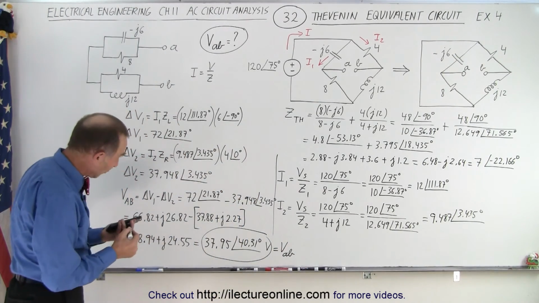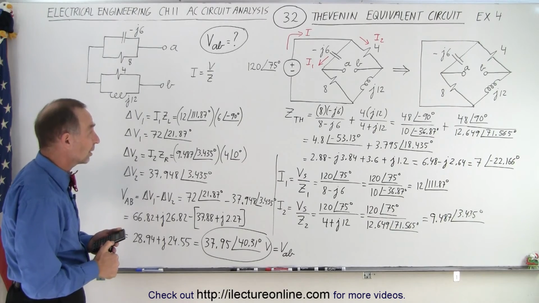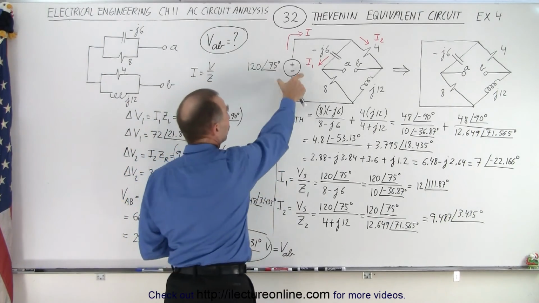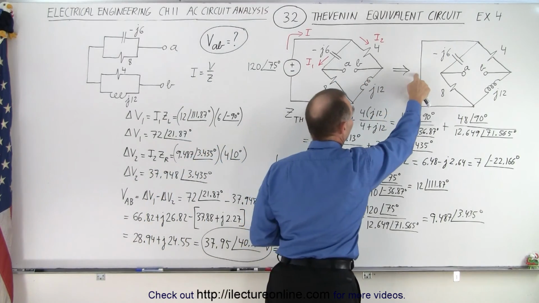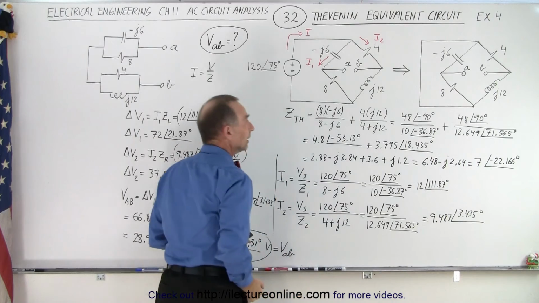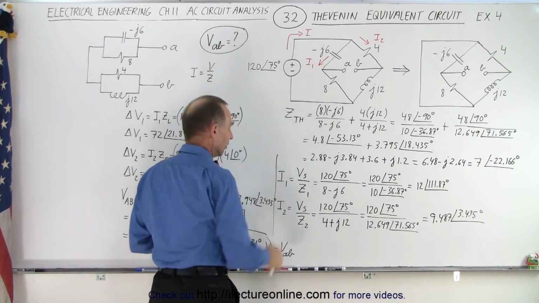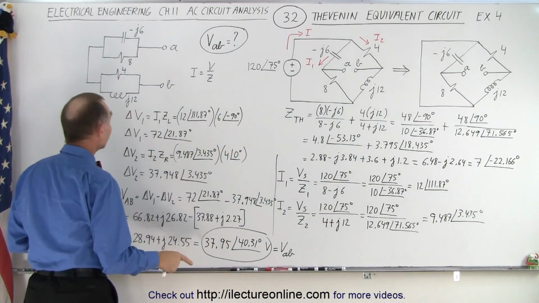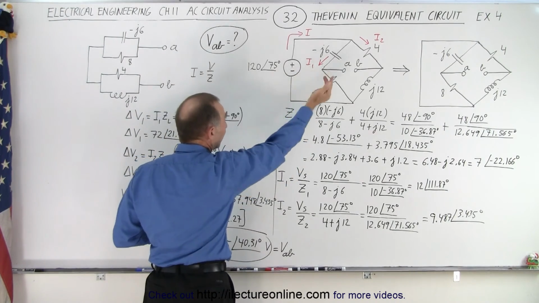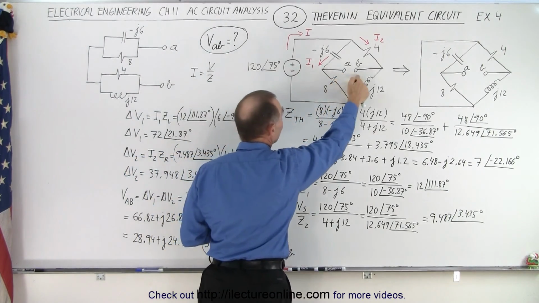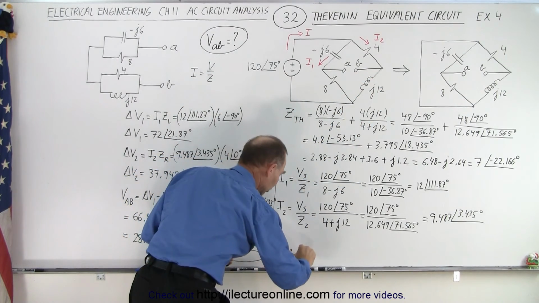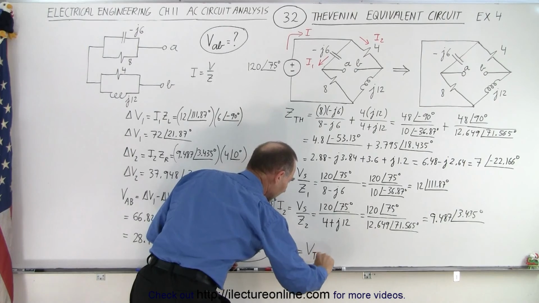So again, there are different ways in which we can approach this particular problem. But the general approach is you first remove the source. In this case, since it's a voltage source, we make it a short circuit. We calculate the Thevenin impedance. Then we go back and we restore the source. Now we need to find the voltage between A and B, which essentially is going to be the Thevenin voltage. So this is equal to V Thevenin.